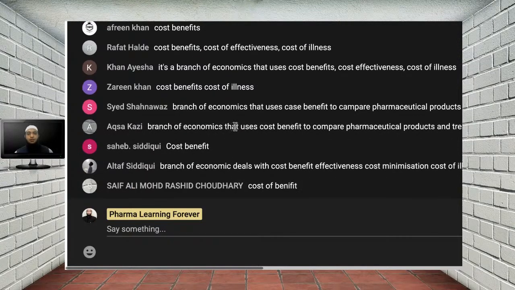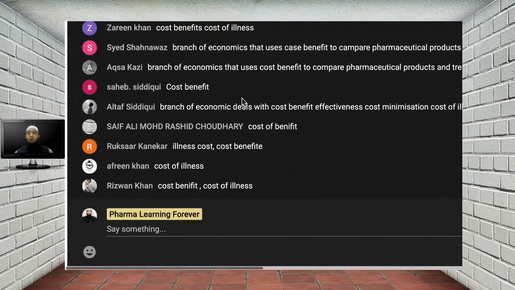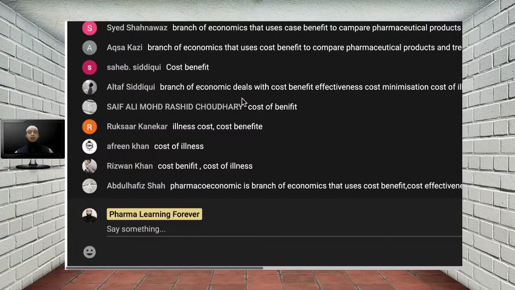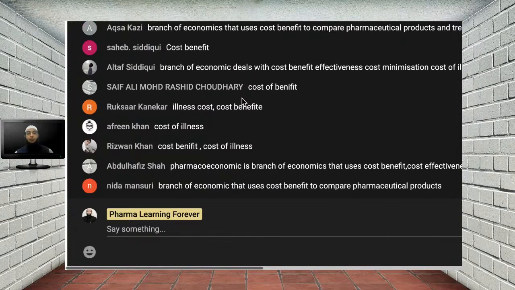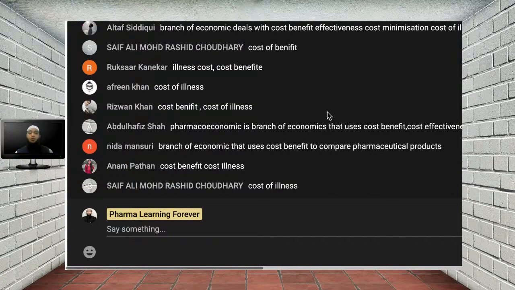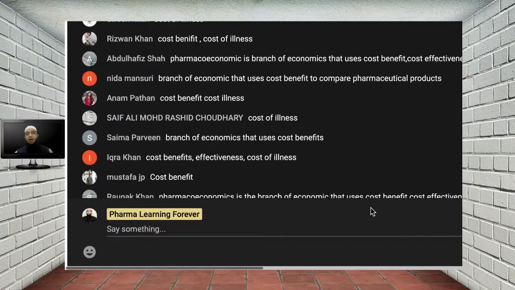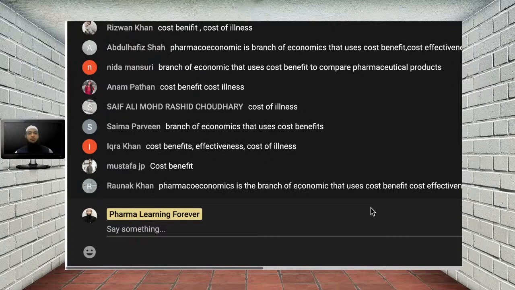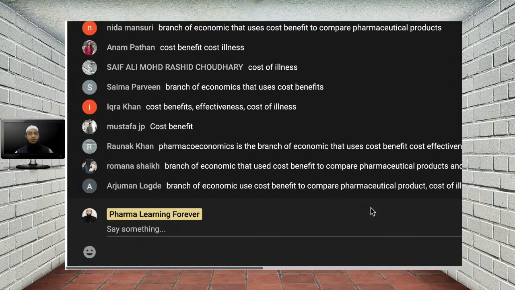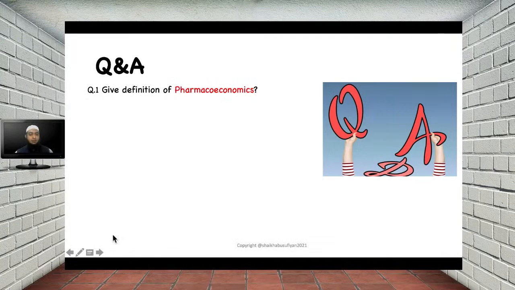Yes, so it is basically the branch of economics that uses cost benefit, cost effectiveness, cost of illness and cost benefit analysis, okay, to compare different pharmaceutical products and come to a conclusion. So when you are doing this type of study, it is called a pharmacoeconomic study. So this is all the description of the economic part, the pricing part of the drug, their benefit, their impact on complete management of the illness. So when you're doing this type of study, it is called pharmacoeconomics, right?